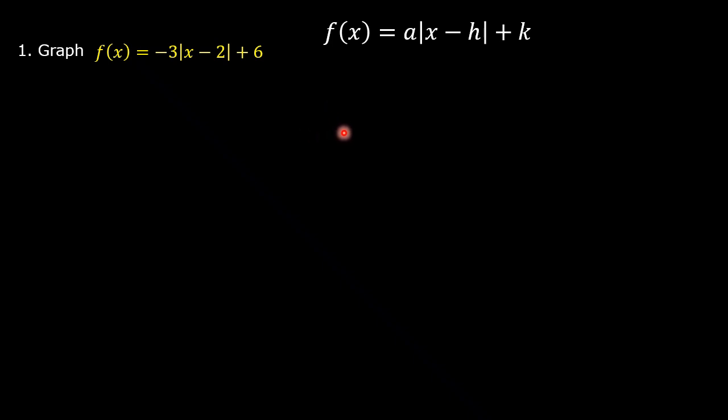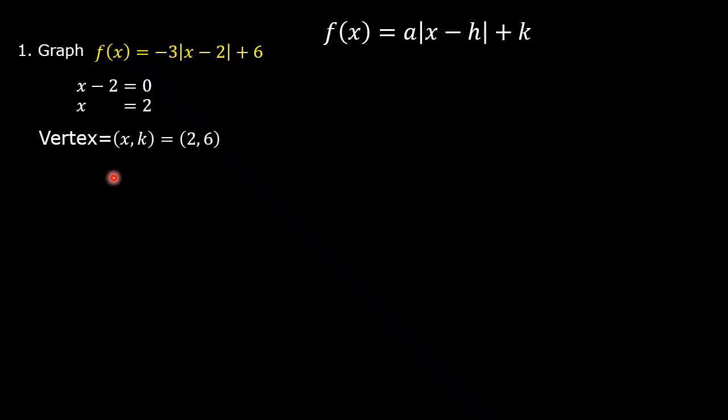The first thing to do is to solve for the vertex. The x-coordinate of the vertex is the value of h, and the y-coordinate is the value of k. To solve for the x-coordinate of the vertex, we are going to equate x minus 2, the expression inside the absolute value symbol, to 0, and then solve for x. So x minus 2 is equal to 0, x is equal to 2.